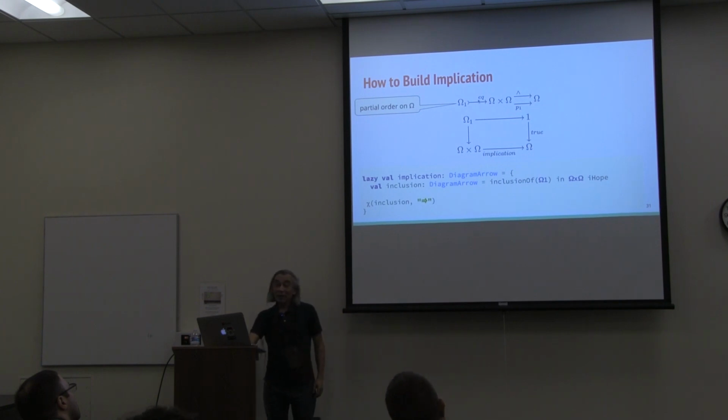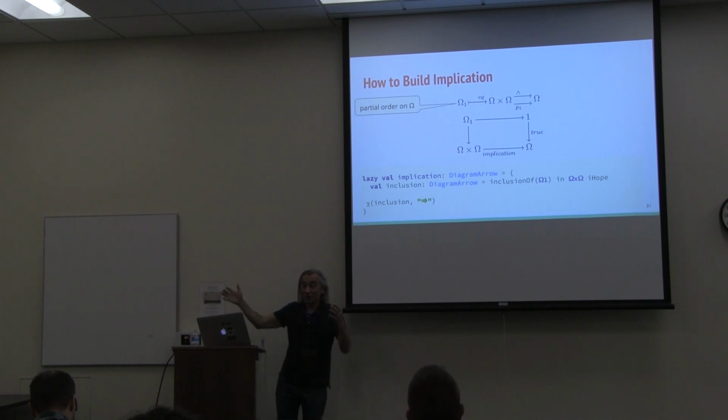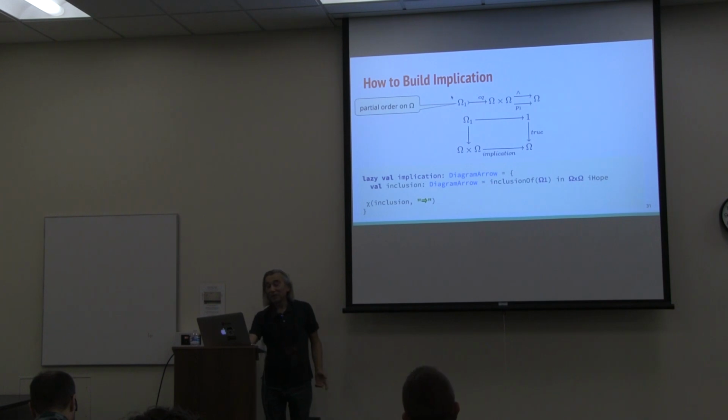How do we build it? Well, you know how implication can be defined. We take A and B, and we take only those where A conjunction B is equal to A. So that's like the intersection of set A with set B being equal to set A. That's how we define the partial order, as a set or diagram of pairs, and then we classify it. That's inclusion. So this is the actual Scala code, inclusion of omega 1 into omega.